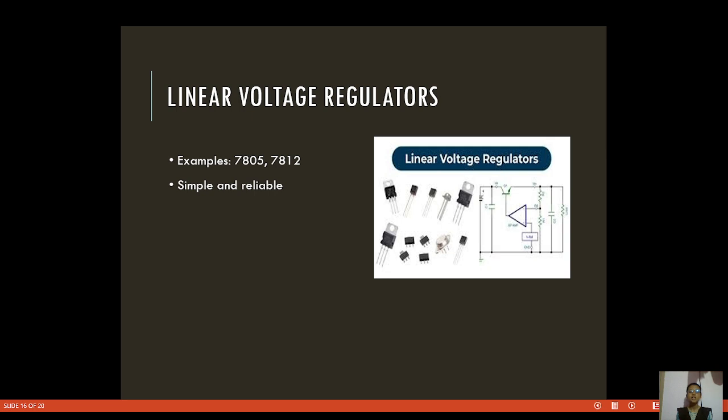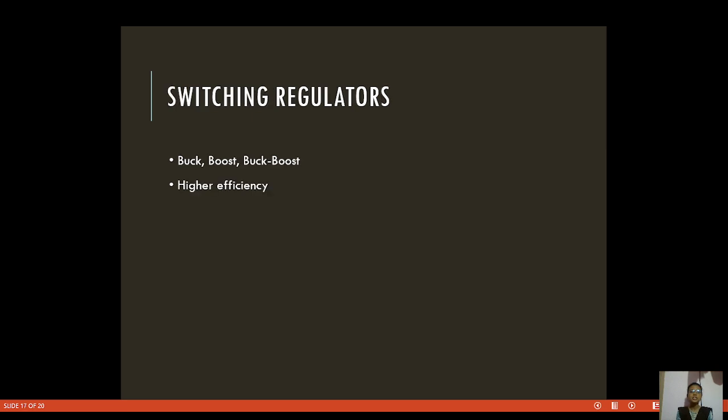To overcome this, we have another one, switching regulators, which have very high efficiency. Buck, which is step down voltage, boost, which is step up voltage, and buck-boost, which can do both, step up and step down the voltage. Here it is very complex, but it performs very well compared to a linear voltage regulator. It is widely used in battery powered devices.